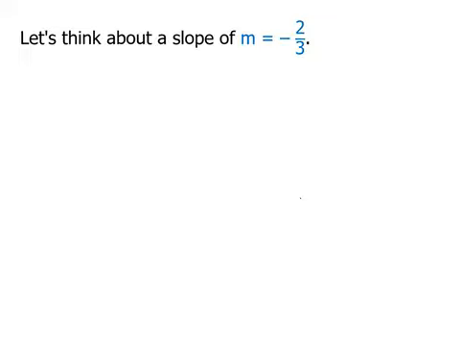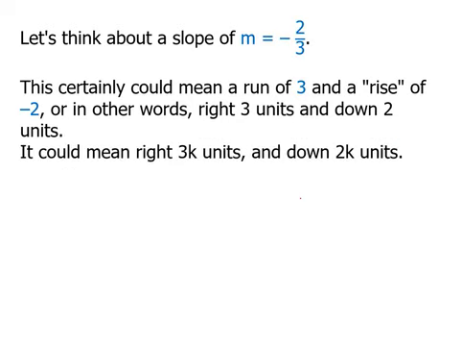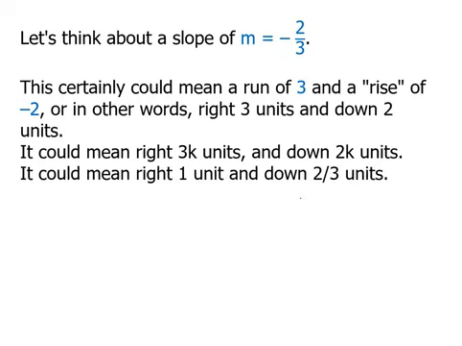Let's think about a slope of -2/3. Well, that one piece of information contains so much information in it. So it certainly could be a run of 3 and a rise of -2. So in other words, we go right 3 units and down 2 units. So that's certainly true. It also means we could go right 3k units and down 2k units, any proportion of that. It also could mean that we go right 1 unit and down 2/3 of a unit. Sometimes we only want to make a small change and we want to see the fractional change in y. So we could also use that form.